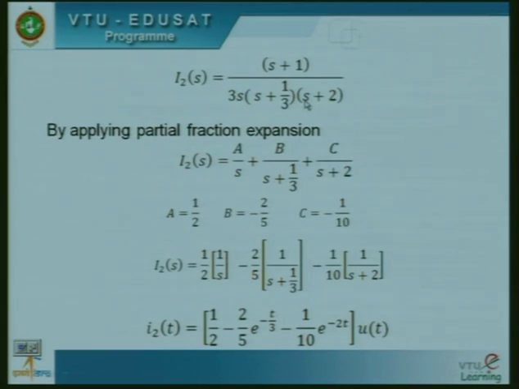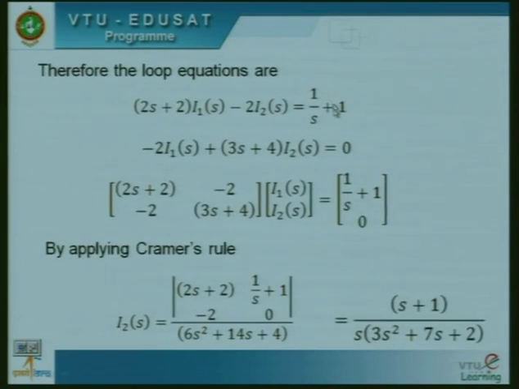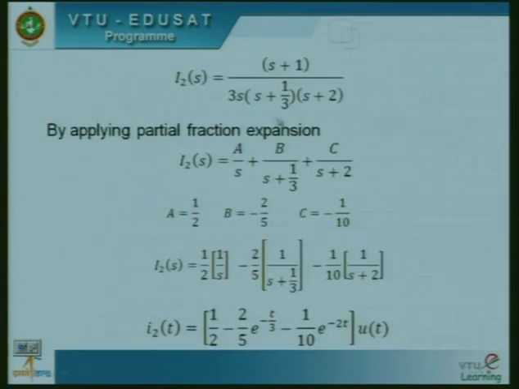This S plus 1 by 3 into S plus 2, we have got by factorizing this term. I have taken this 3 outside, so the equation becomes S square plus 7 by 3 S plus 2 by 3. If I factorize that, it results in S plus 1 by 3 into S plus 2, and if I apply partial fraction expansion, I can write it this way. And you know how to evaluate the constants of partial fraction expansion.